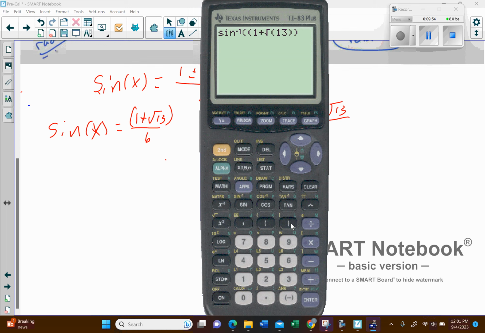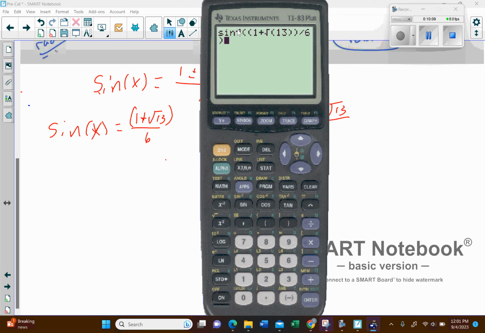But here we go. So that's my numerator, and then I have to divide it by 6. You could have also just put this in the calculator and got a decimal answer and then just typed it in to like 4 or 5 decimal places, that would be fine too. But I'm doing this all at once.